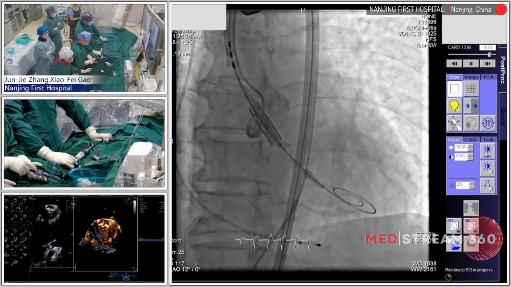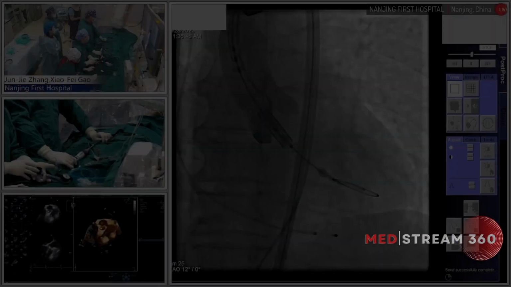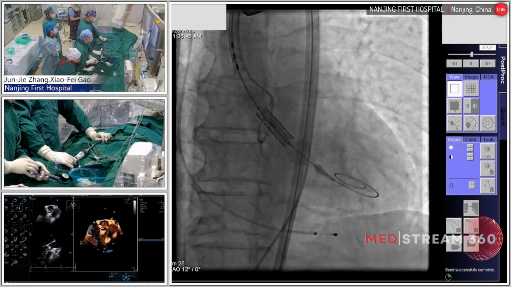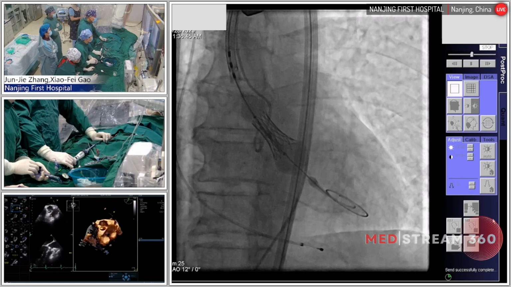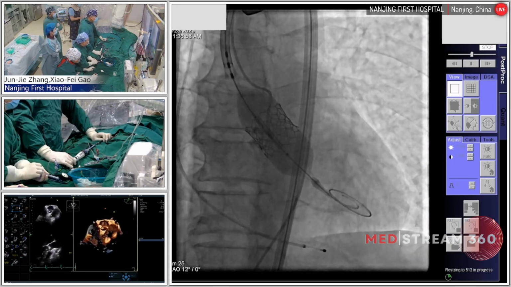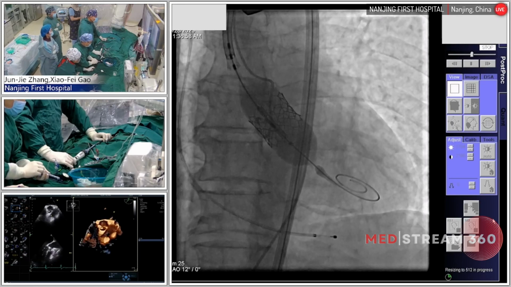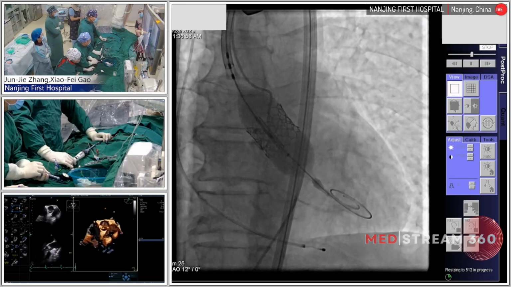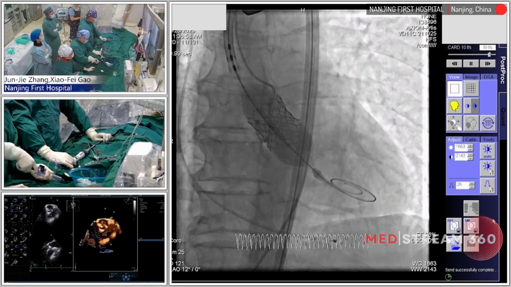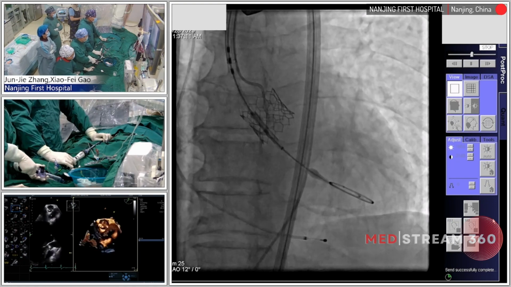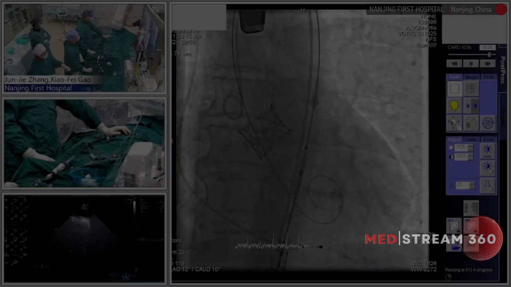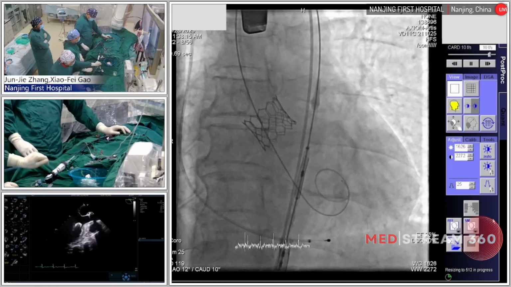Are you ready? Okay, pacing. 118. Okay, ready. Pacing. Start. Pacing. Good. Nice. 1, 2, 3, 4, 5. Down. Okay, stop pacing. Good. Very stable. Okay. I think it's good.